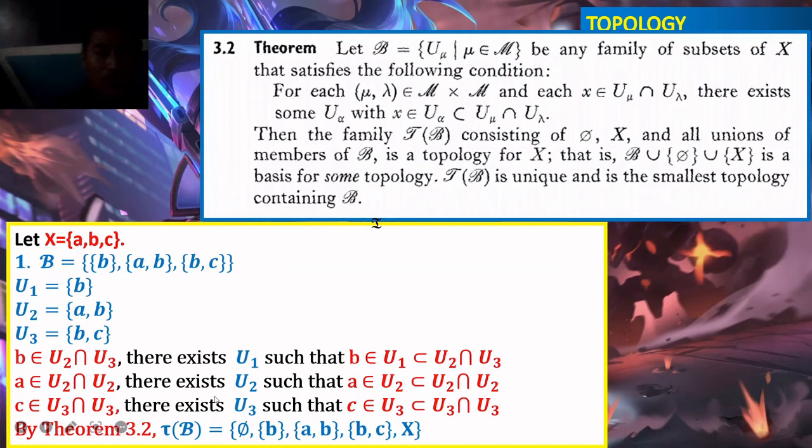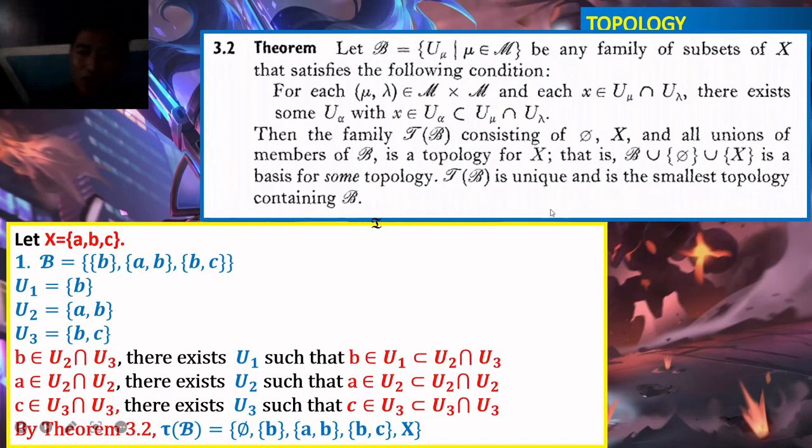So, by theorem 3.2, class, our tau of script B is equal to the set containing empty first, then X, say next, and all unions of the members of script B. So, all unions of the members of script B. These are unions of members of script B. So B, in union, the members of script B are A, B, then B, C.